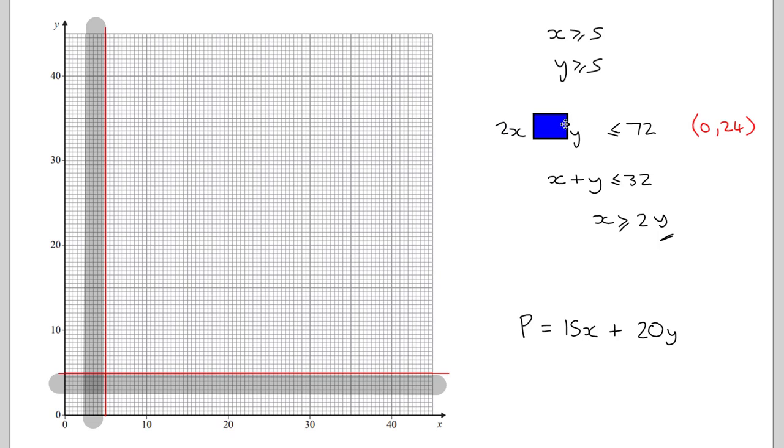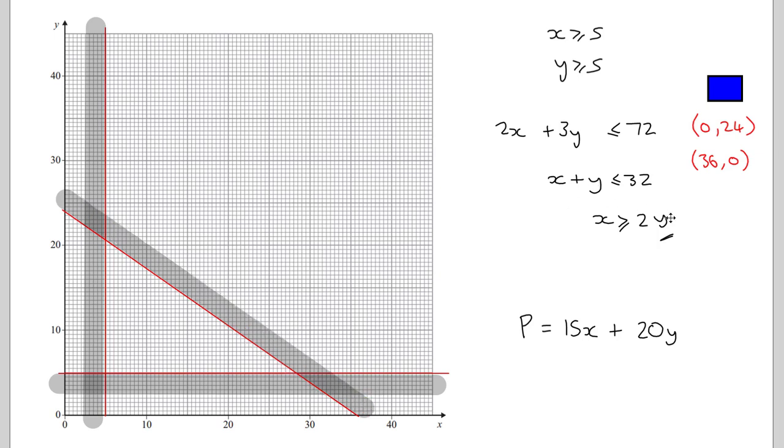Then I'm going to consider what happens when y is 0. In that case, 2x is 72, or x would equal 36. Be careful when you're plotting these 2 points, because the scale is actually 2 squares for each number. So I need to go 2 squares away from 35 rather than 1. And I need to go up through 24. I'm told I want the region below this line because 2x plus 3y is less than or equal to 72, so I shade the region above.